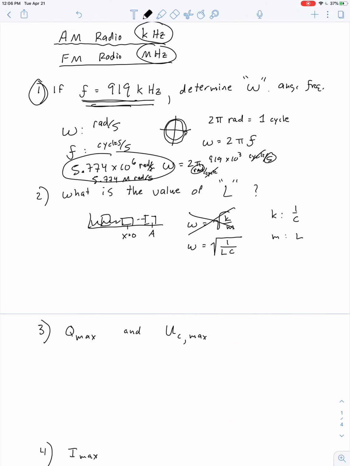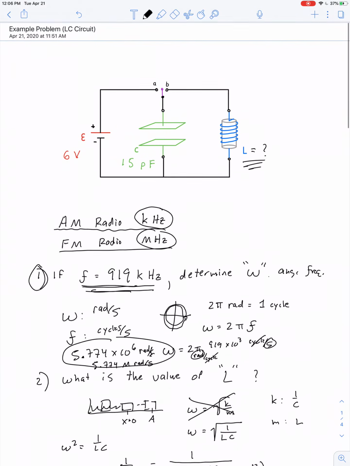So if we square both sides of that equation, omega squared is 1 over LC, and then with a little cross multiplying, inductance is equal to 1 over omega squared times capacitance. So given our example values, this would be 1 over the square root of 5.774 times 10 to the 6th quantity squared, and 15 times 10 to the negative 12th, 15 picofarads. Yeah, that was our given value.